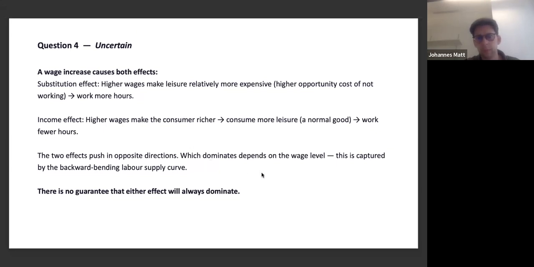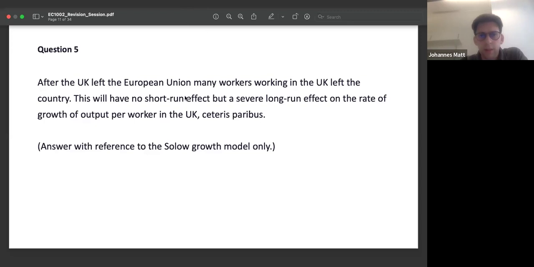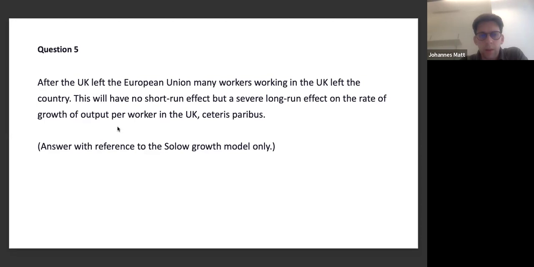Okay, very good. So that concludes question 4. So let's go to number 5. So question number 5, after the UK left the European Union, many workers working in the UK left the country. This will have no short-run effect, but a severe long-run effect on the rate of growth of output per worker in the UK, all things equal. Right? And then we're prompted here to answer with reference to the Solow growth model.